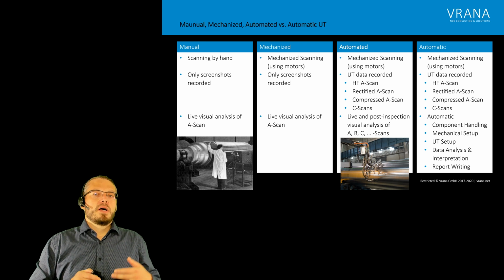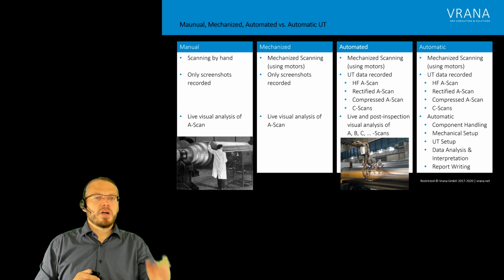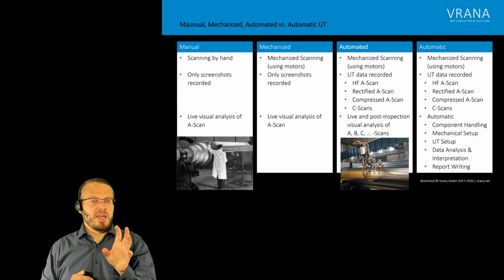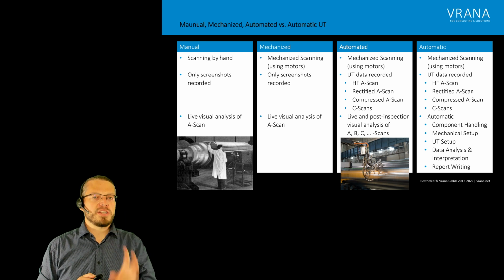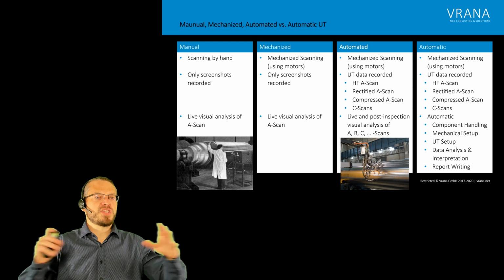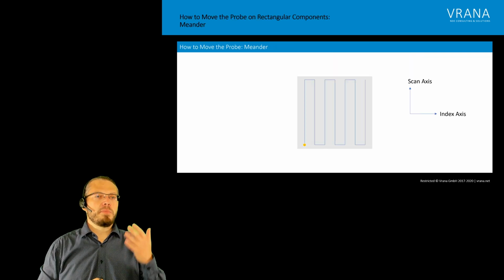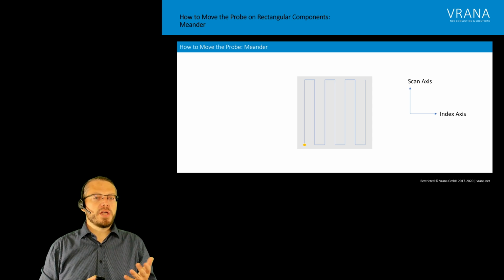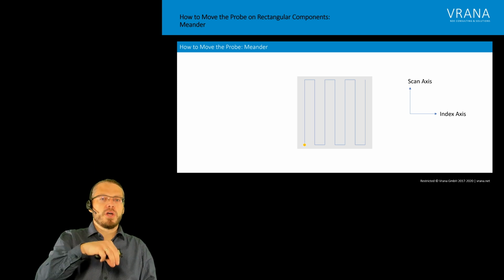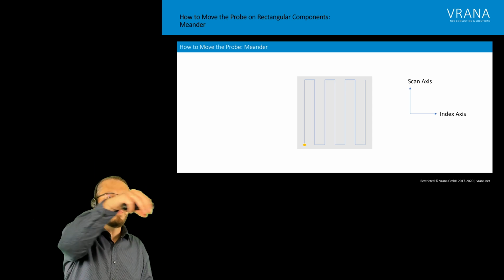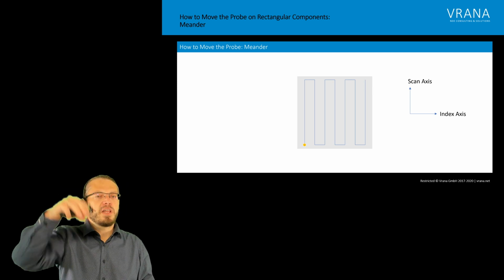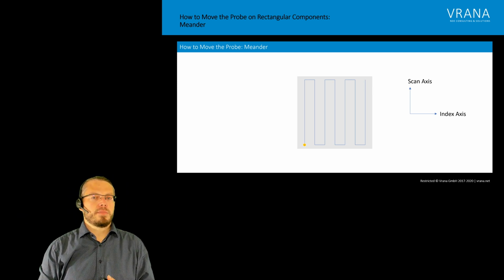Now, what we will be talking about today is automated inspection. The most simple component you can inspect with an automated system is a kind of sheet material, something flat and rectangular, something like this. What we can do is put our probe on our component and then move that probe in something like this zigzag pattern.